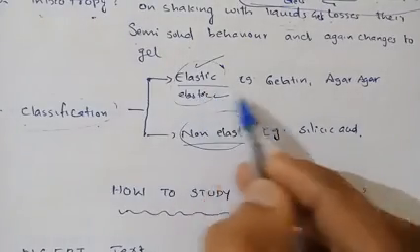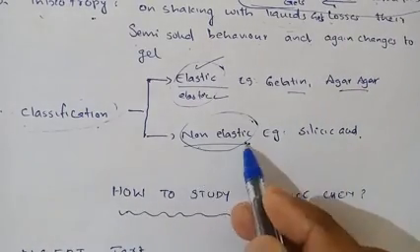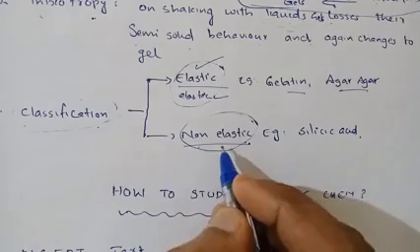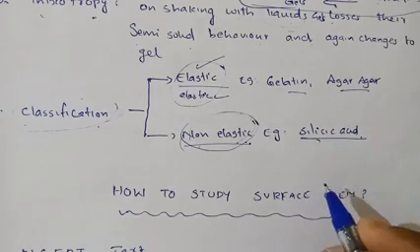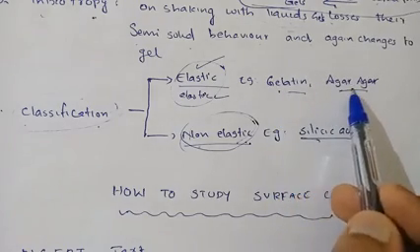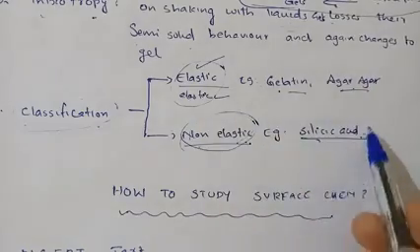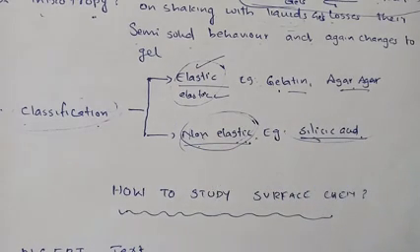Examples for elastic gels are gelatin and agar-agar. For non-elastic gels, there is no elastic behavior. Silicic acid is another example. So gelatin and agar-agar are the examples for elastic gels, while silicic acid is an example for non-elastic gels. Clear? These are the two important terms in the last portion of surface chemistry.